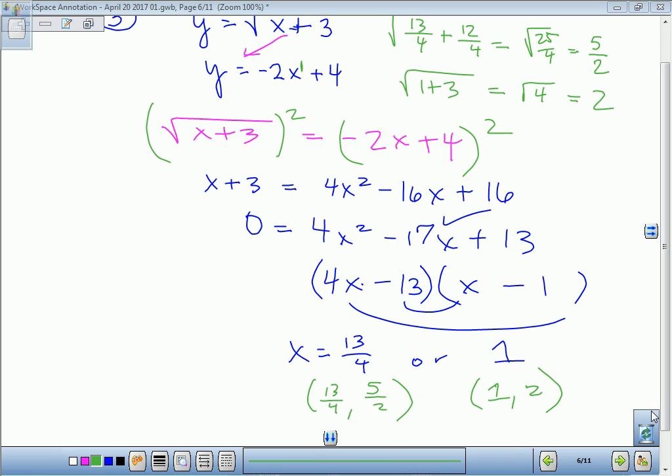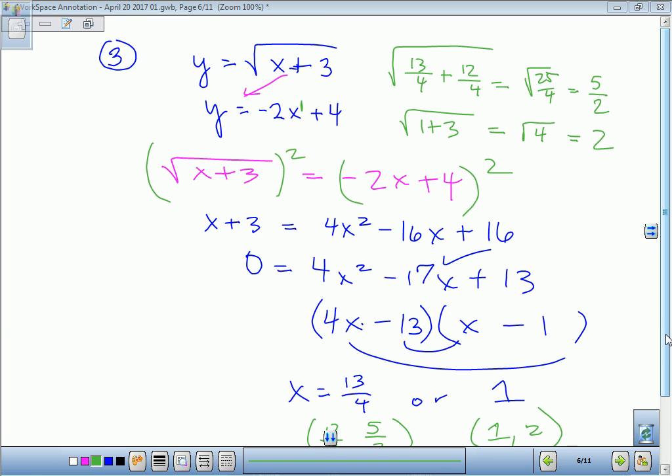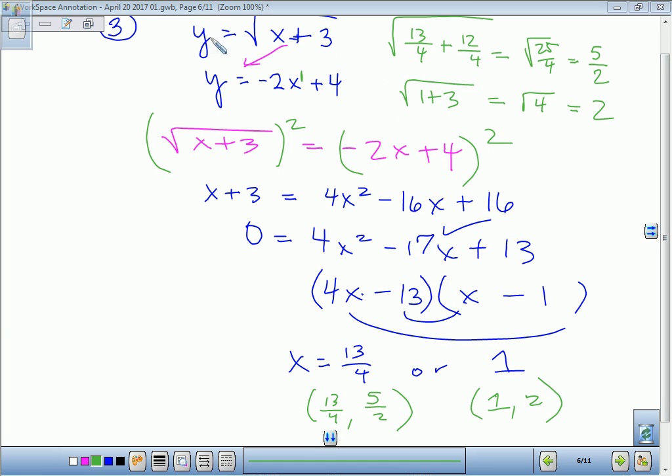So, here we go. 13 fourths, 5 halves. Alright, guys, enter this under Y1. Enter this under Y2. And let's see. Does it intersect twice?